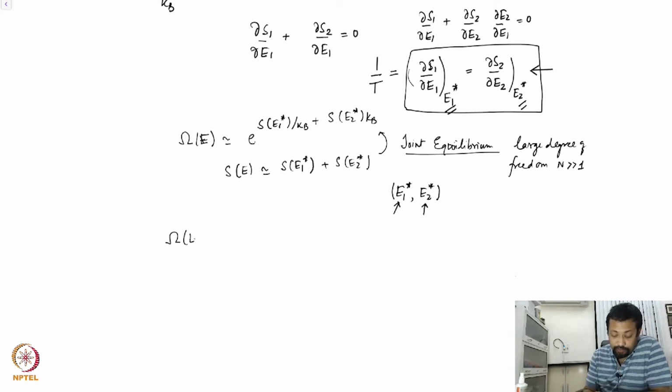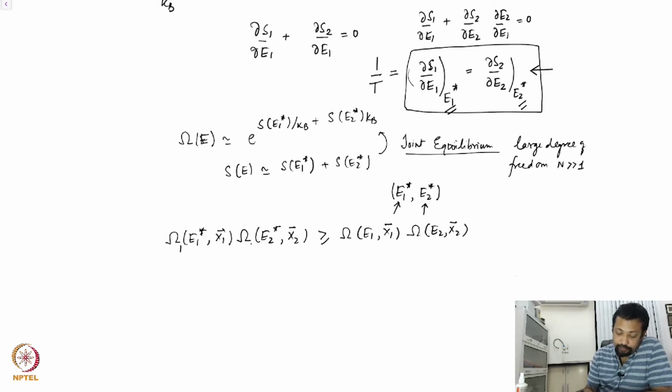So essentially, one can write down omega of E1 star comma x1. So I'm replacing the generalized coordinates, the V and the N, by x1, by the generalized coordinates x. This is much larger than omega of E1, x1. We have to be careful with the notation. So omega 1, omega 2.